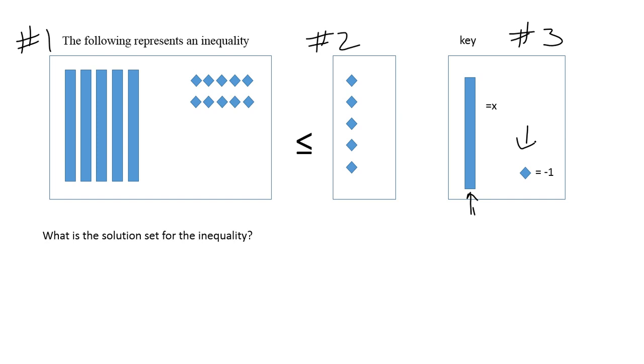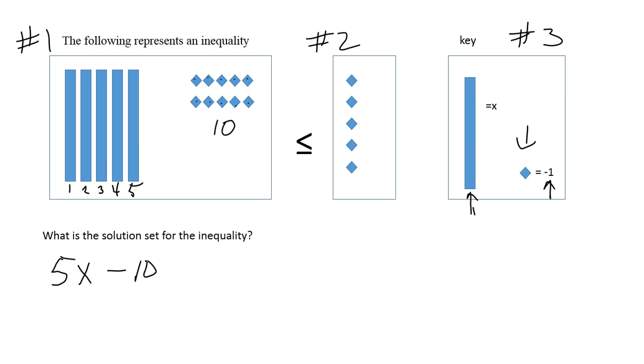write this in numbers. Okay, so here in box number 1, I've got 1, 2, 3, 4, 5 of these X's. So I'm going to write that as 5x because that's the same thing as x plus x plus x 5 times. And here I've got 1, 2, 3, 4, 5, 6, 7, 8, 9, 10 of the little diamonds. But when you're writing this out in numbers, it's important to remember that each of these are -1. So here I would have -10.